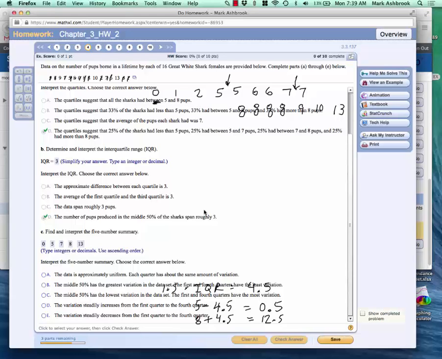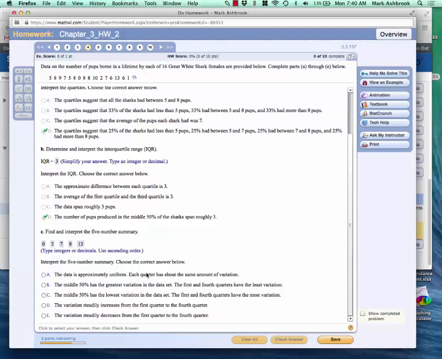No. Is that right? 0 to 5, yeah. Each quarter is about the same. No, that's not right. Each quarter has about the same amount of variation. No, these middle 2 quarters have less variation. That's not right. The middle 50% has the greatest variation of the data set. The first and fourth quarters have the least variation. No, that's wrong. The middle 50% has the lowest variation in the data set.